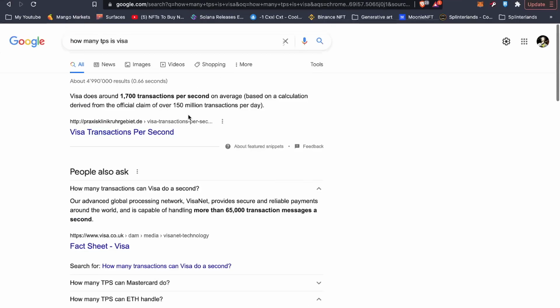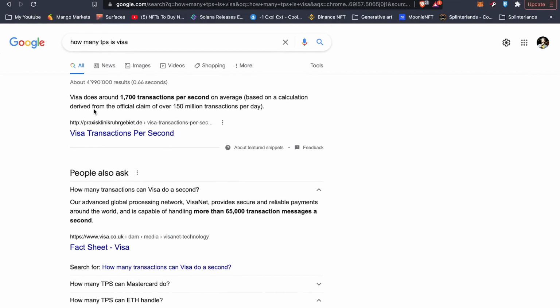If we take a look here at transactions per second, Visa does, on average, around 1,700 transactions per second. But they do have a capability of more than 65,000. So the transactions that we're processing on the Solana network were more than four times even the highest transaction speed that Visa is capable of at their most taxing moments.